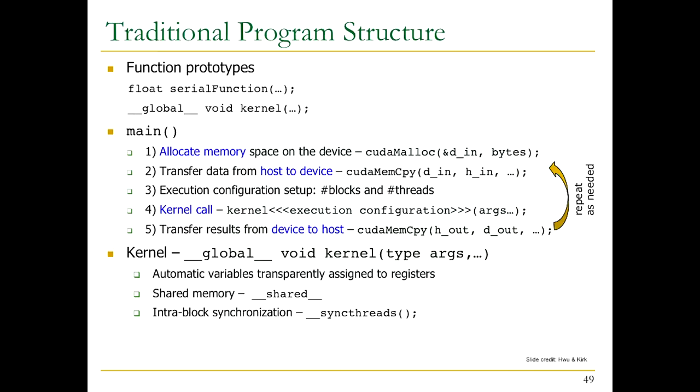Okay. Let's take a look at the traditional program structure. I'm not going to show you an entire code. Maybe another day we will have time to do that. But essentially what you need to know today is which are the steps that we need to follow when we want to offload computation onto the GPU. So typically in our main function, in our CPU function, we are going to have several steps.